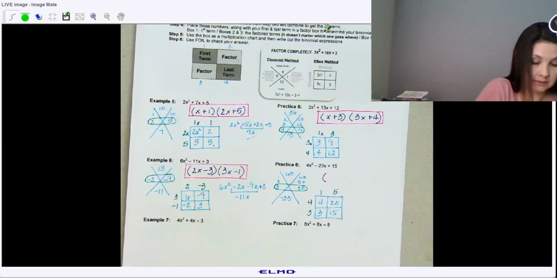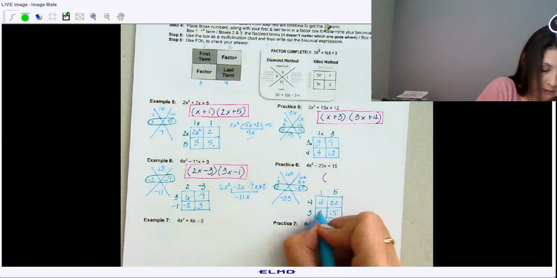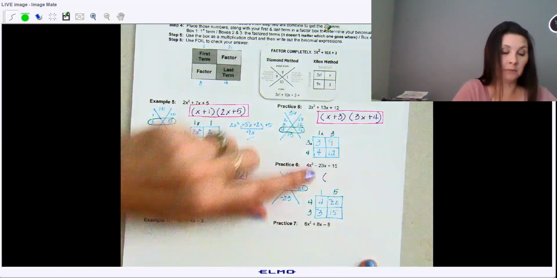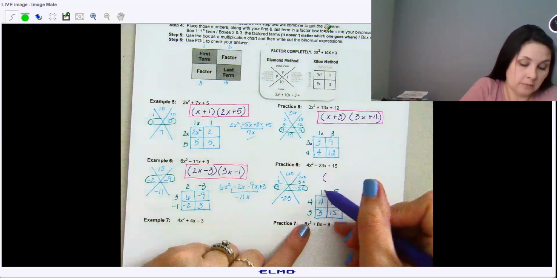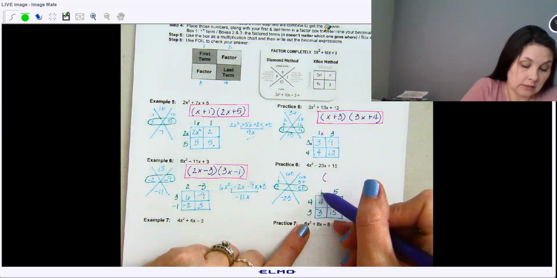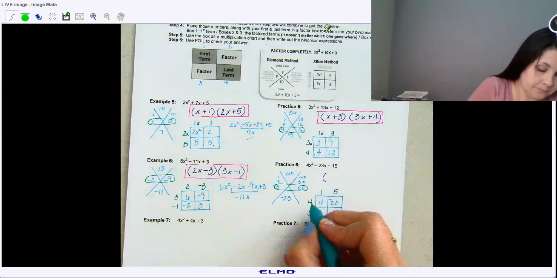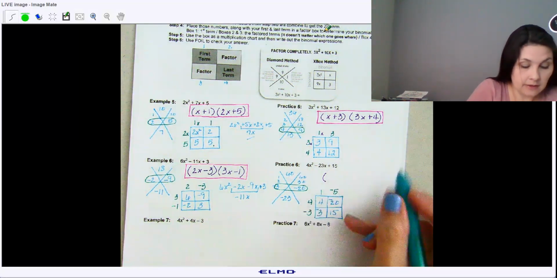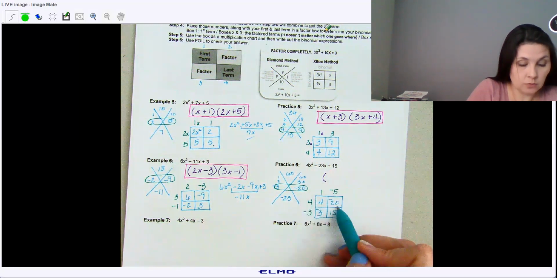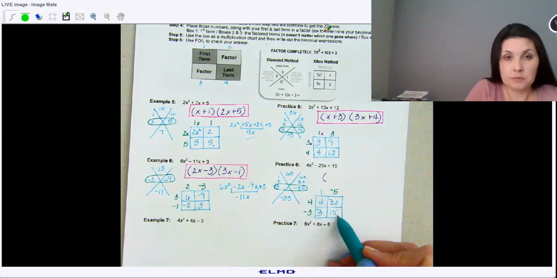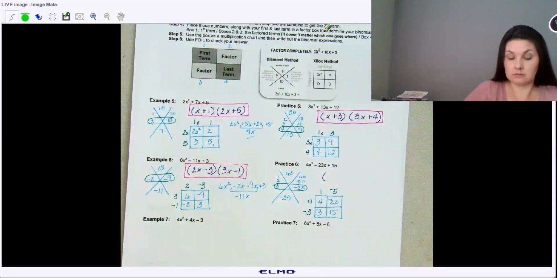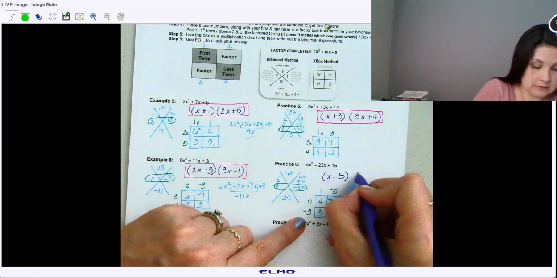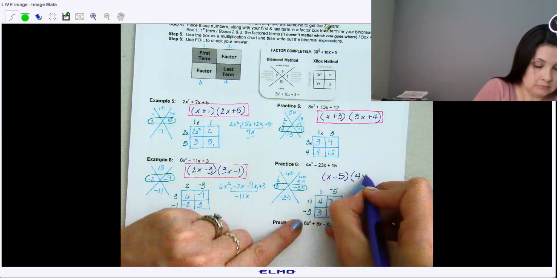Oh, wait a minute. I forgot to make these negative. That's a negative, that's a negative. That means that this is a negative and this is a negative. Okay, got to go back in and check because I was looking at this and I'm thinking, wait a minute, we need to have negatives in there. So 1 times 4 is 4. 1 times, that's going to have to be a -3. So 5 times 4 is a positive 20. So I'm going to make my 5 a negative, and then, so -5 times 4 equals a -20. And a -5 times a -3 gives me a positive 15. Now I have my right numbers. So x minus 5 and 4x minus 3.